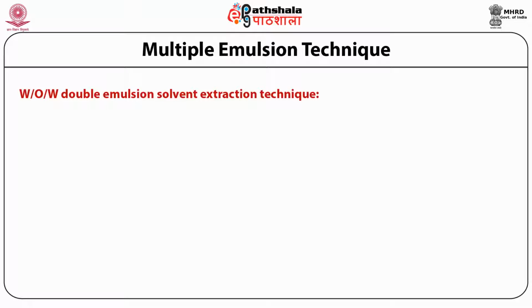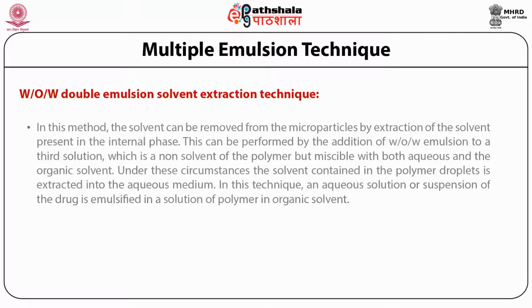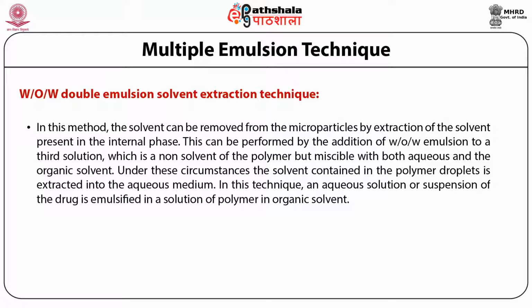Now in the water and oil in water double emulsification technique, the solvent can be removed from the microparticles by extraction of the solvent present in the internal phase. This can be performed by the addition of the water and oil in water emulsion to a third solution, which is a non-solvent of the polymer but miscible with both aqueous and organic solvent. Under these conditions, the solvent contained in the polymer droplets is extracted into the external aqueous medium.